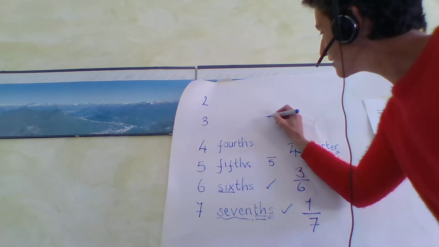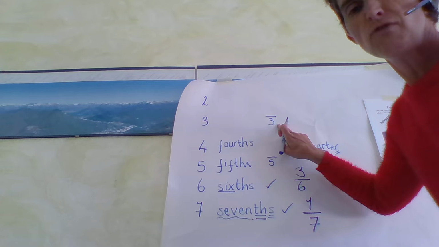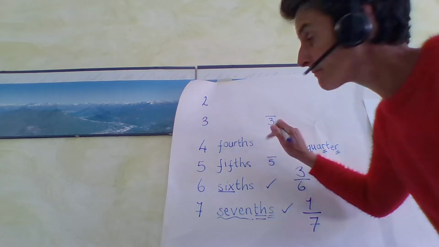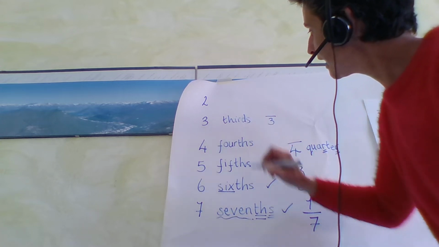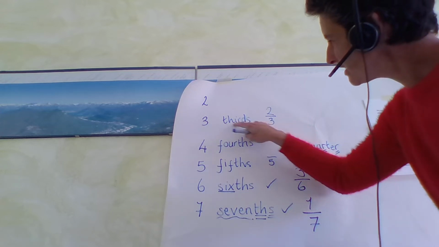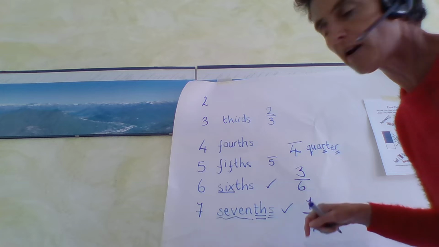What about this one though? This is a bit weird, isn't it? So we don't say 3ths, do we? What do we say? You tell me? Yep, thirds. Okay, so 2/3. Remember, we only use these words for the denominator, okay, the name of the fraction.